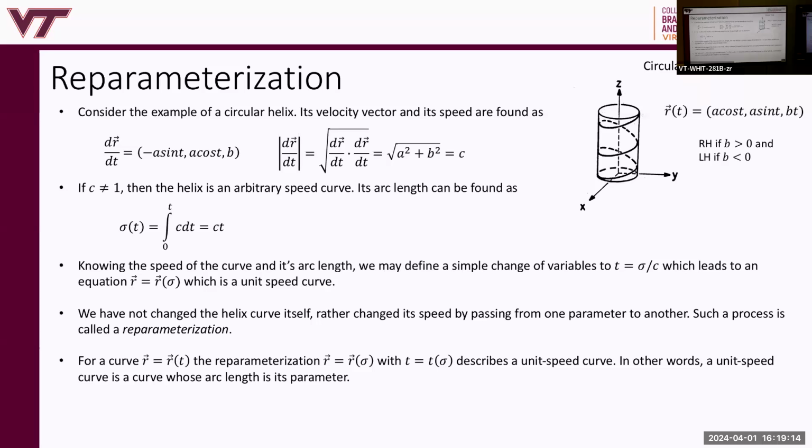For a curve r equal to r of t, the reparameterization r equal to r of sigma, with t equal to t of sigma, describes a unit speed curve. In other words, a unit speed curve is a curve whose arc length is its parameter. So you reparameterize in terms of its arc length, and that becomes a unit speed curve. All right?